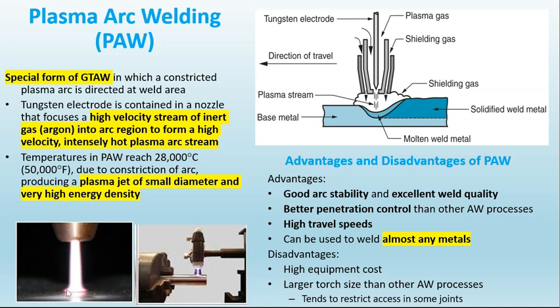It's very high in energy density, you can see like this. The advantages of plasma arc welding are good arc stability because they're using the stream, excellent weld quality, better penetration control, and they travel at a high speed and can use almost any metal. The disadvantages: they have a high equipment cost, which involves lots of inert gas, argon, to produce the plasma, and also a large torch size for plasma arc welding.